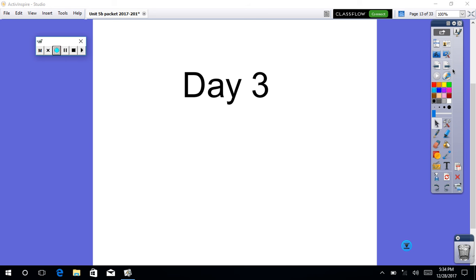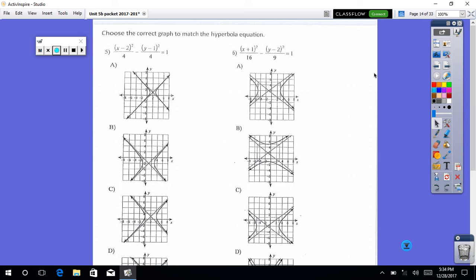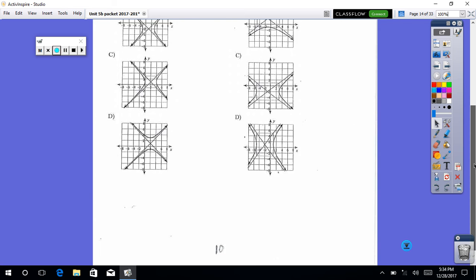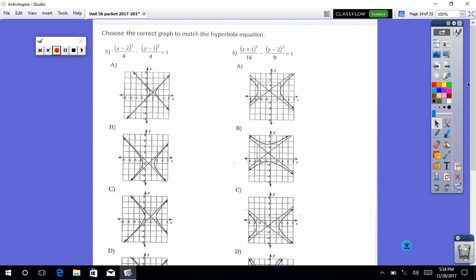Okay, we are going to keep going with hyperbolas today. Let's jump into some more of these multiple choice questions that are, like I said, very similar to something we could ask you on the test. Okay, so looking right here at number 5, sorry, it is x first.